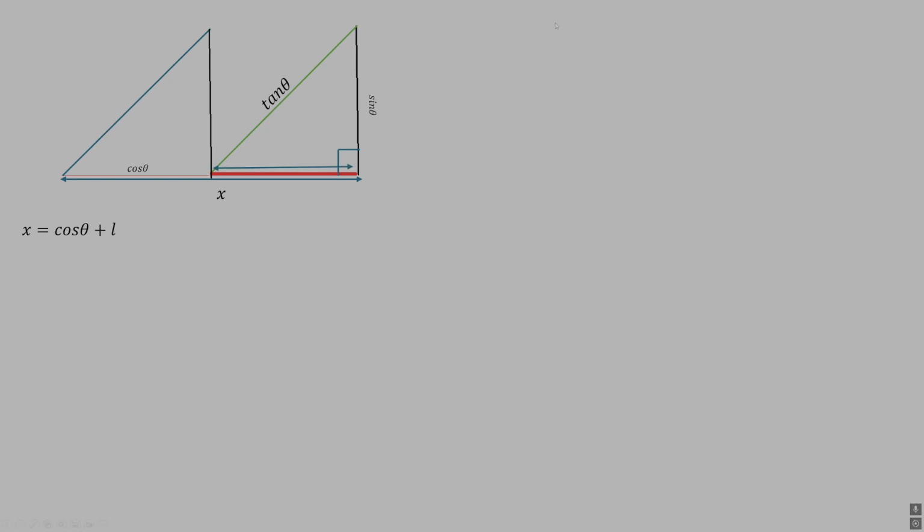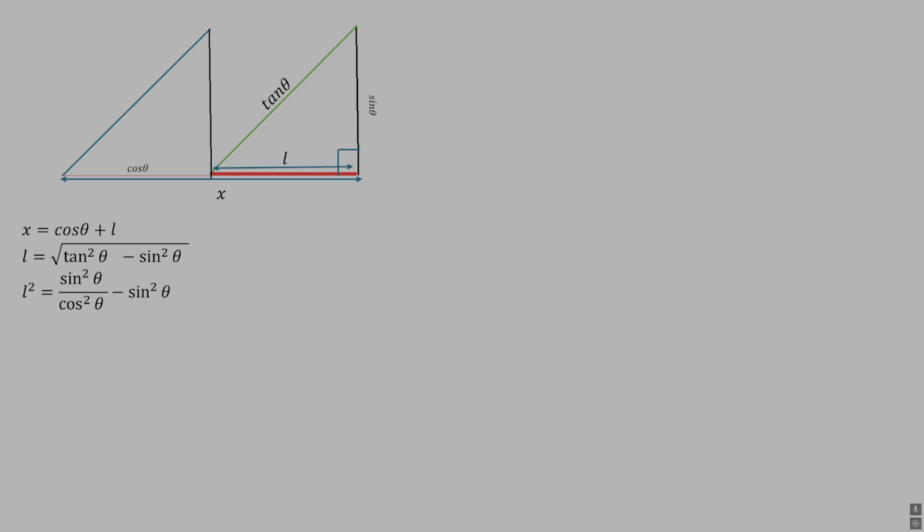And we know if we label this L, this smaller length here, then x equals cosine theta plus L. Now, you can prove this with similarity, but I find it more logical to prove it using trig identities. So we're going to use Pythagoras again to know that L equals root tan squared theta minus sine squared theta. As you can see here, this is our right triangle. So now we're going to have to simplify it down.